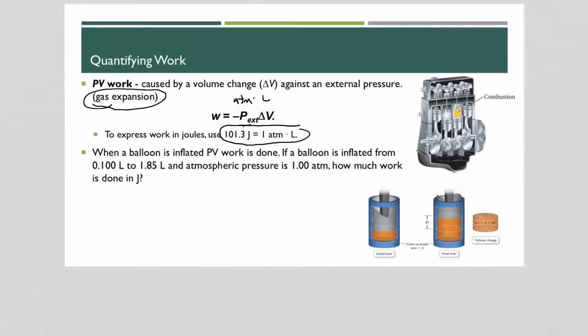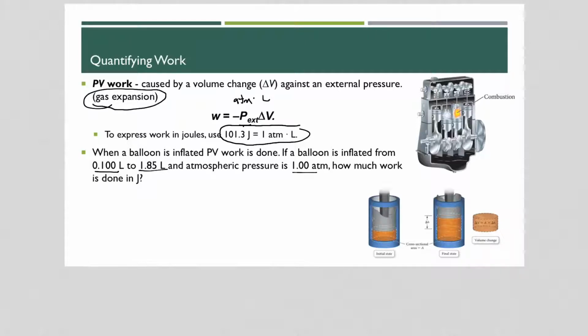So let's look at it here. A balloon is inflated. PV work is done. So when you inflate a balloon, you're changing volume against some external atmospheric pressure. To get that balloon to blow up, it has to go against the atmospheric pressure. If the balloon is inflated from 0.1 liters to 1.85 liters, and the atmospheric pressure is 1 atmosphere, how much work is done in joules?